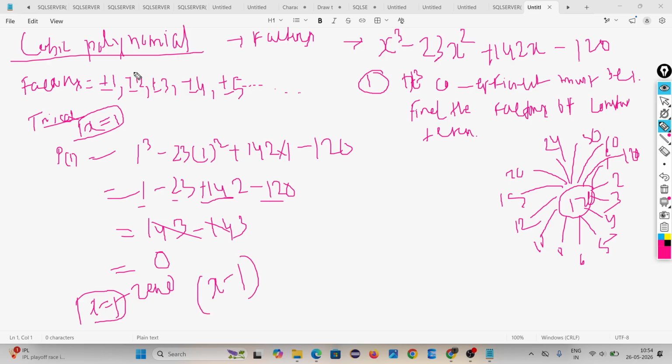Tell me, if a cubic polynomial, how many factors will it have? 3. Okay, now look, in the first step you have to do the hit and trial method. Means you have to find the factors of the constant term. Then by putting each of the factors, check whether you are getting 0 or not. At least you have to find 1. After finding 1, what should you do?